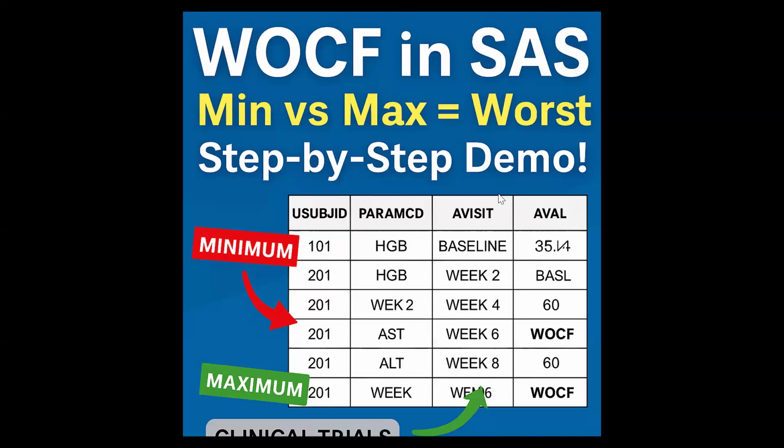Another challenge we will face while deriving the WOCF is that in a particular data set, in real time, we will have different tests and each has its own rule for what is worst. For example, for hemoglobin, we know the minimum value is the worst, whereas ALT will have the maximum as the worst value. So how can we derive the worst observation carry forward for both in the same data set? Now let's see how we can achieve this if we have such scenarios in a single data set in real time.